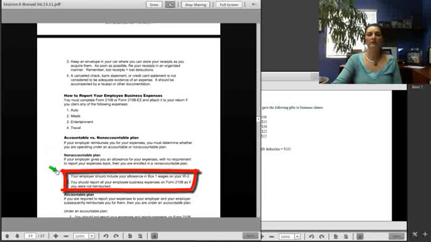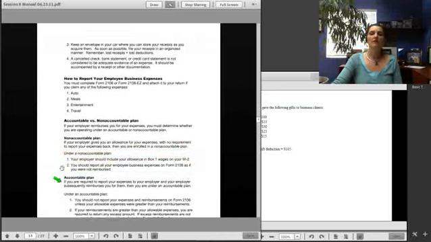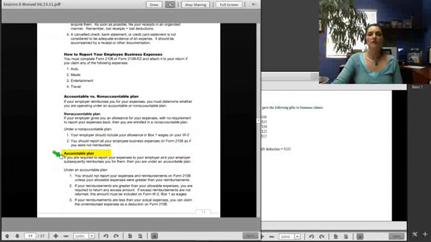And under a non-accountable plan, your employer should include your allowance in Box 1 wages of your W-2. And you should, in turn, report all of your employee business expenses on Form 2106 as if you were not reimbursed at all. But under an accountable plan, you are required to report your expenses to your employer, and your employer subsequently reimburses you for them.